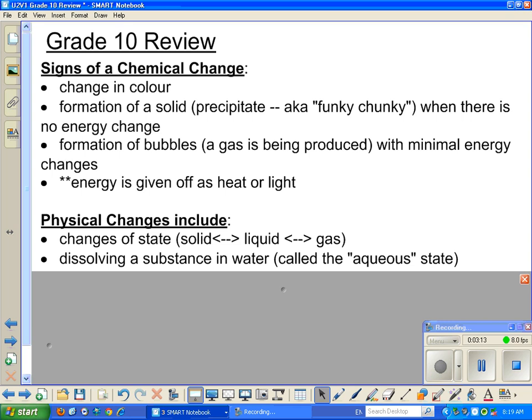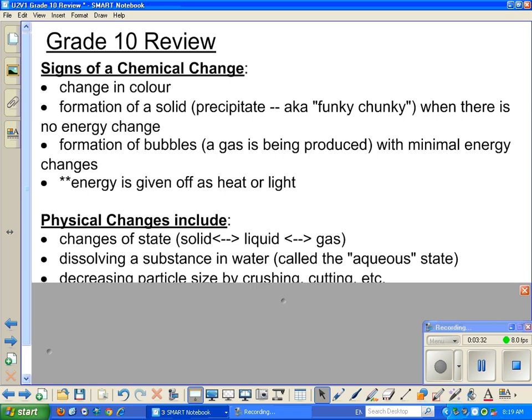Dissolving a substance in water is also a physical change. Think about adding salt to water. It dissolves and it seems to disappear, but it's still salt and water, and you can still get the salt back if you evaporated the water off. When a substance is dissolved in water, we call it the aqueous state. Aqua, meaning water, means it's dissolved in that substance.